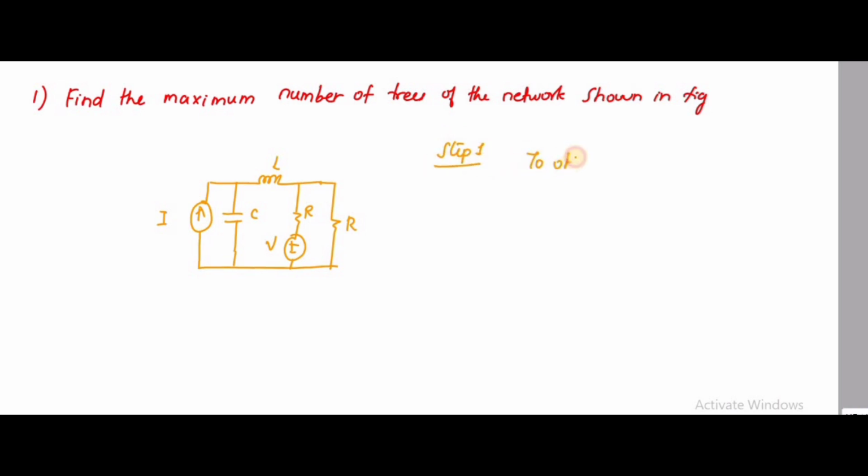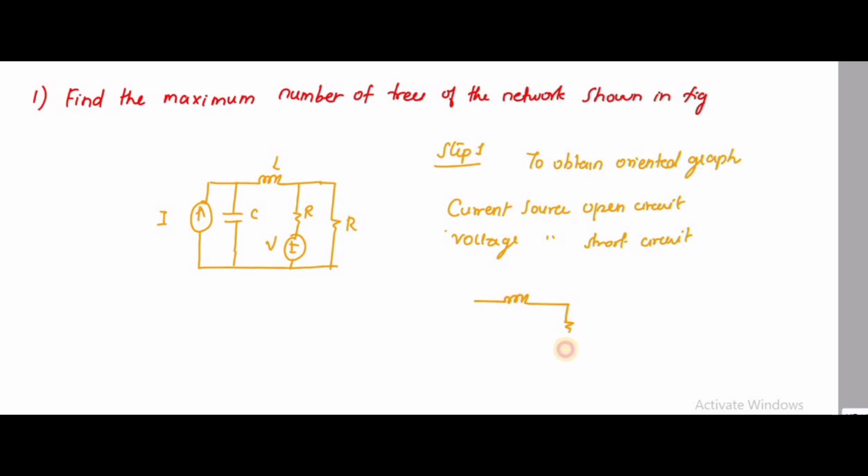On this problem, we are going to first draw the number of trees, and then using this problem, we will verify that one. So the first step is to obtain the oriented graph. What is an oriented graph? You have to draw the direction of the current. Without it, for a non-oriented graph, you can't solve.